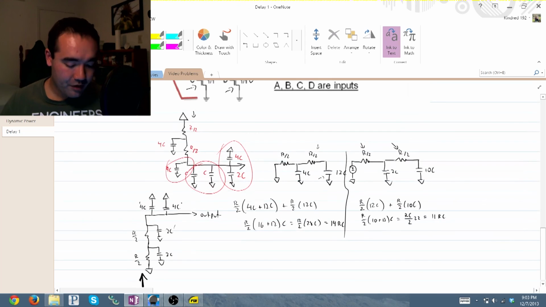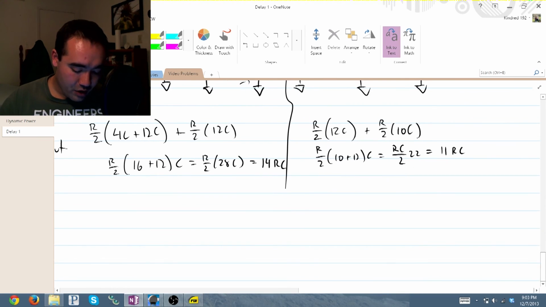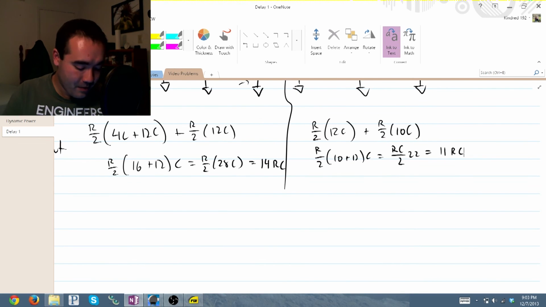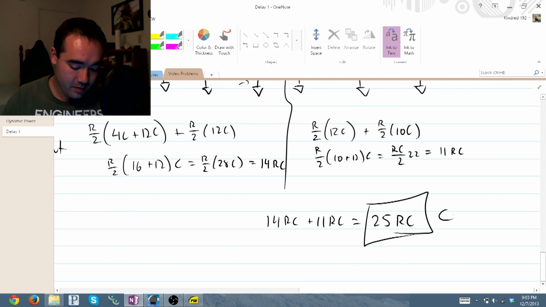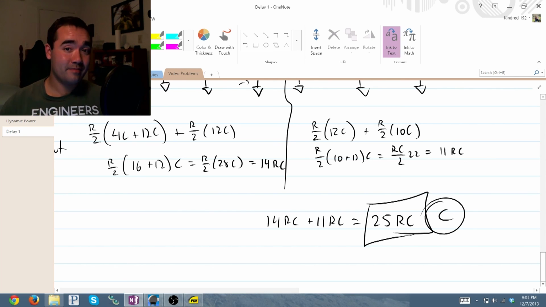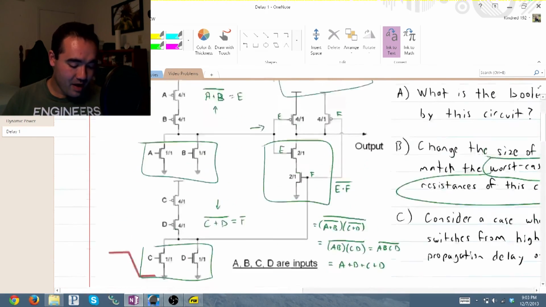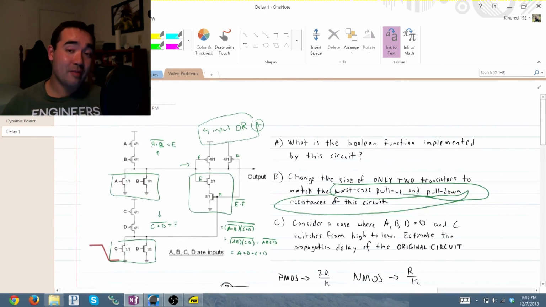Now, we have the delay of the first stage, we have the delay of the second stage, all we have to do is add them together. Therefore, our total delay is 14 RC plus 11 RC, which yields 25 RC. And that's it. So, that's how you calculate the Elmore delay of a Boolean function, represented by some kind of transistor level schematic.